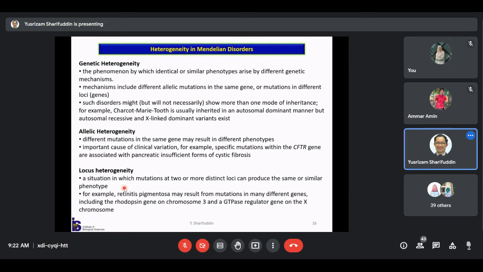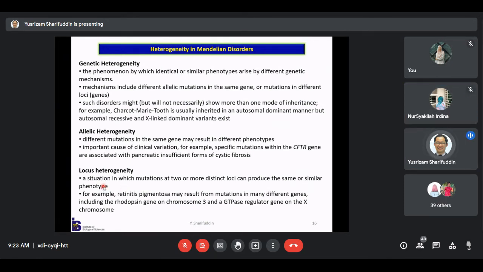Hello? Pleiotropy. What is pleiotropy? A single gene affects two or more phenotypes. A single gene produces many phenotypes. A single gene affects many phenotypes.